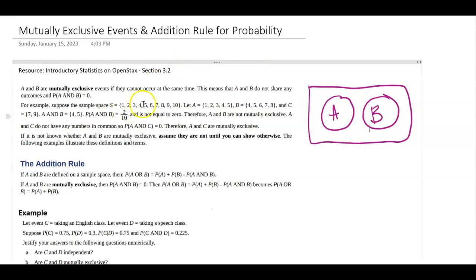There is an example that you can read through right here that shows you where A and B are not mutually exclusive because they share 4 and 5. However, C and A would be mutually exclusive because they don't share any of the outcomes.